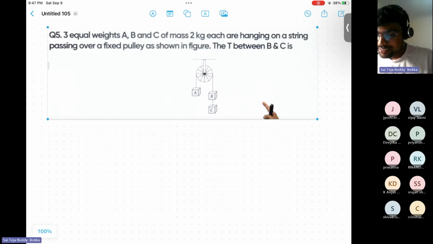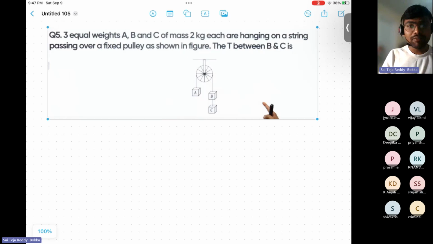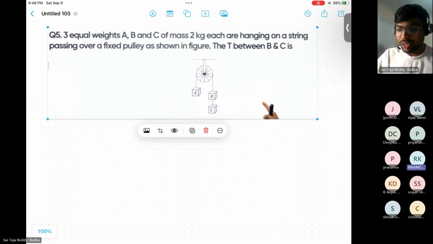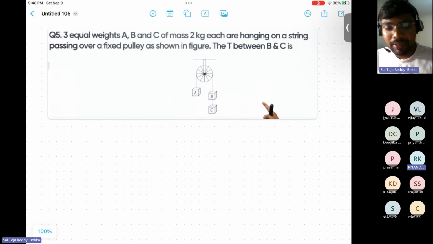Equal weights A, B, and C of mass 2 kgs each are hanging on a string passing over a fixed pulley as shown in the figure. Find the tension between B and C. So here, the same question we have done before, but here I have given you the masses now. So that will be a good revision for you if you are doing it. So make it fast. Solve it fast.